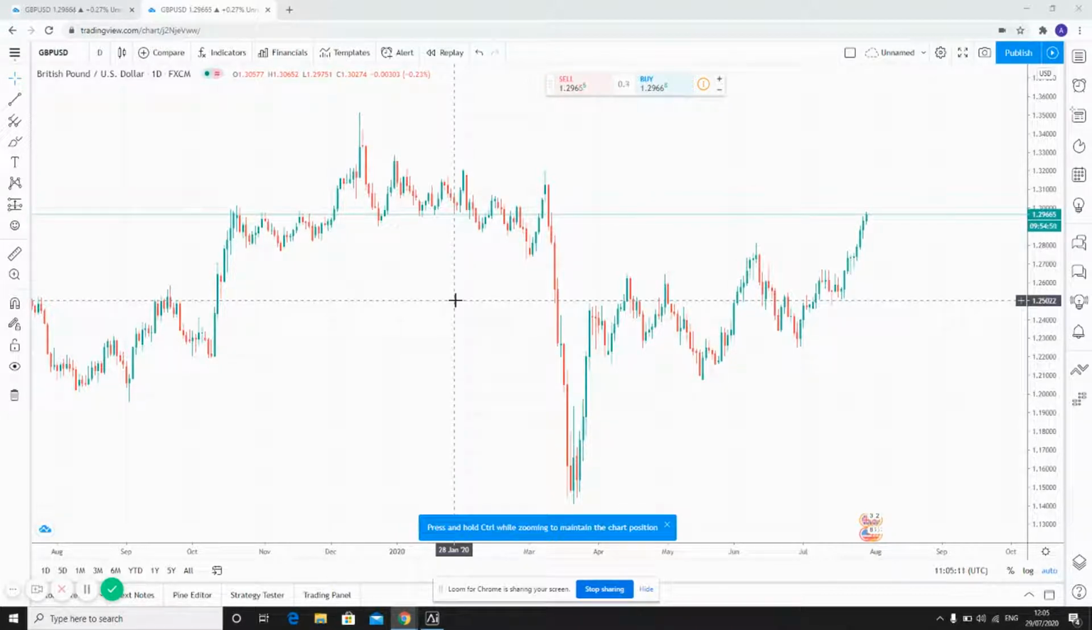How we want to look at it is resistance in its most basic form is where you could expect there to be a surplus of sellers, purely because resistance is the high point. And if we're looking at support, we're basically looking for an area where there should be a surplus of buyers.